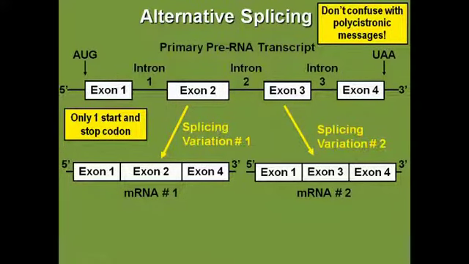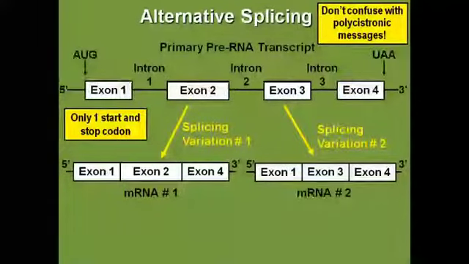So notice, splicing variant 1 has exons 1, 2, and 4 linked together, whereas splicing variant 2 has exons 1, 3, and 4 linked together. This allows the cell to produce two different types of proteins from one single messenger RNA. I think of each of these exons as like a Lego. You could put different Legos together in different conformations to make a building, to make a ship, to make a monster. So by putting different exons together, you can change the eventual amino acid sequence.